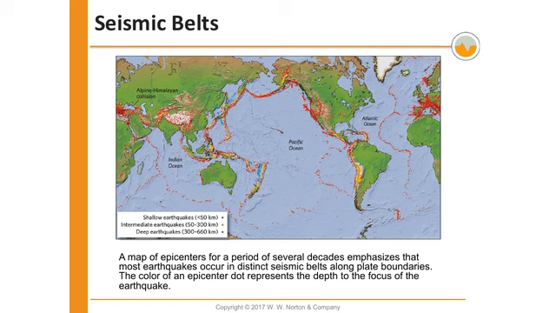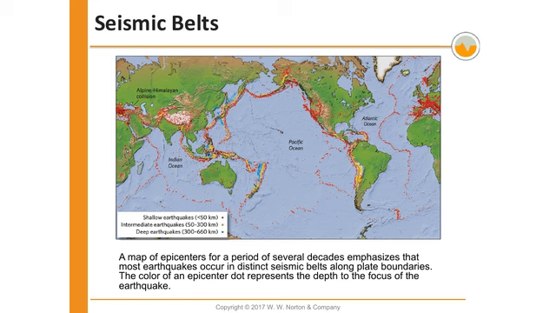Seismic belts are highlighted on this map, showing the distribution of earthquake epicenters over several decades. Notice how these epicenters align along plate boundaries. The map uses different colors to represent the depth of each earthquake focus. Shallow earthquakes, occurring less than 50 kilometers deep, are shown in one color.